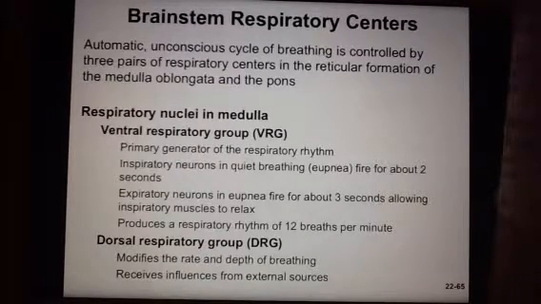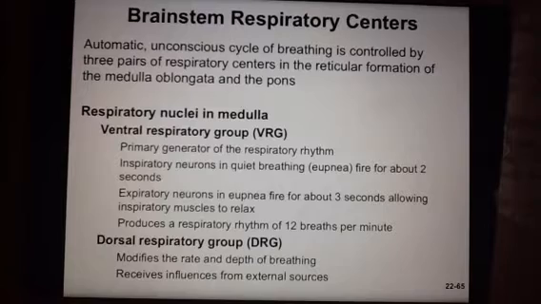So these neurons, there's I neurons called inspiratory neurons, and they fire every 2 seconds, or about 2 seconds, and that is beginning the inspiration, and then the E neurons are called expiratory neurons, and they fire for about 3 seconds, allowing the I neurons to relax, or I muscles, excuse me. And so this working together, going back and forth, produces a rhythm of about 12 breaths per minute. So that's the primary way that our breathing is controlled.